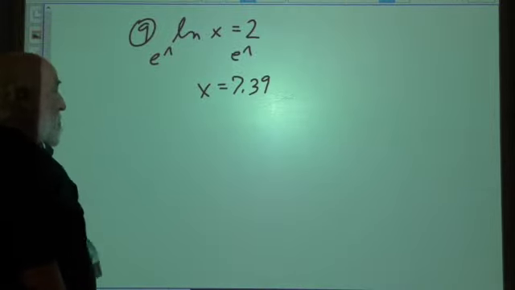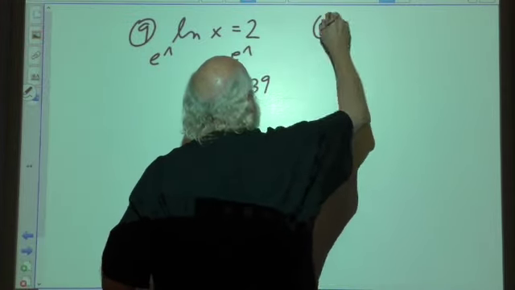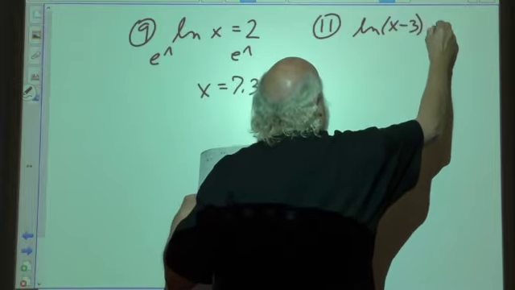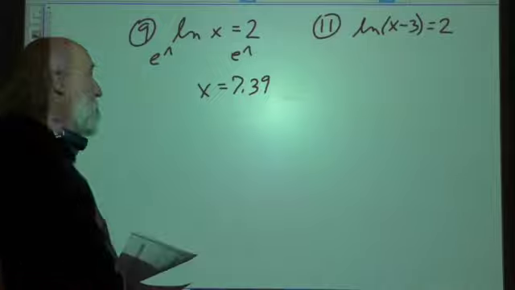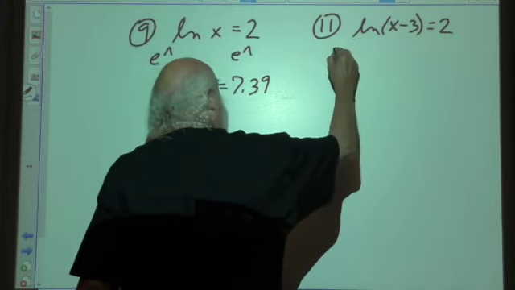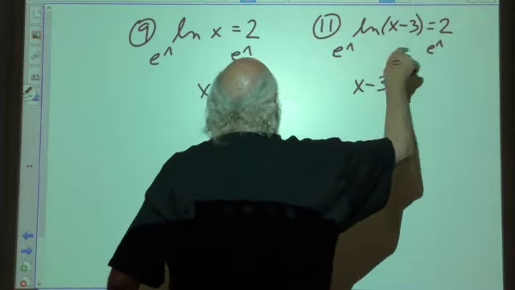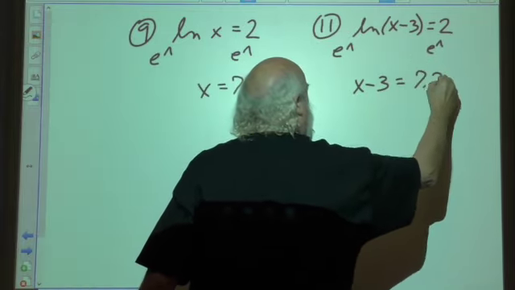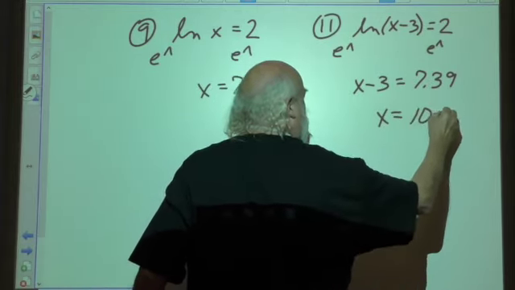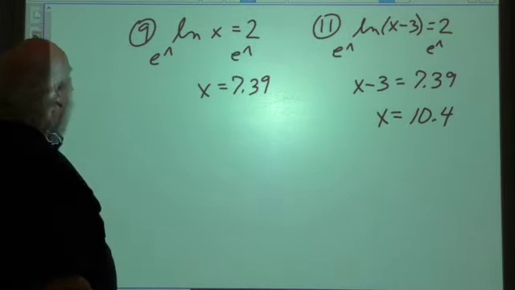Now, the next problem is kind of the same as this, so I'm going to do this side by side. This is number 11, and this is the natural log of x minus 3 equals 2. Like I said, it's virtually the same problem, except now you've got something in the parentheses with the x. But still, same thing. e caret, x minus 3 equals e to the second power, which we said is 7.39. So we add 3 to both sides, and rounding off to 3 sig figs, x equals 10.4. It's not too bad.